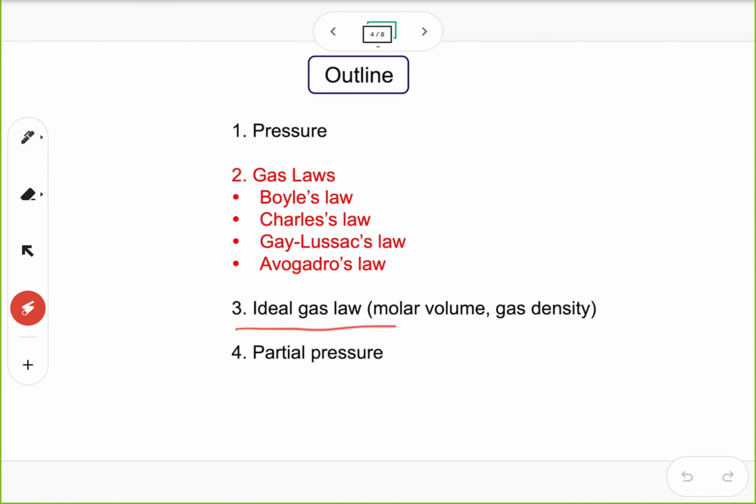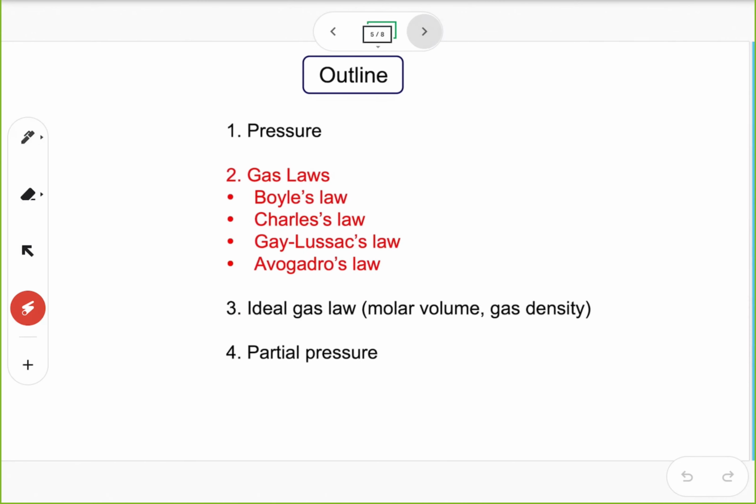And the next topic, in another video, we're going to talk about the ideal gas law, which is a comprehensive view of those gas laws. So sometimes you hear people talking about the sub-gas laws because those gas laws focus on a narrow part of the ideal gas law.